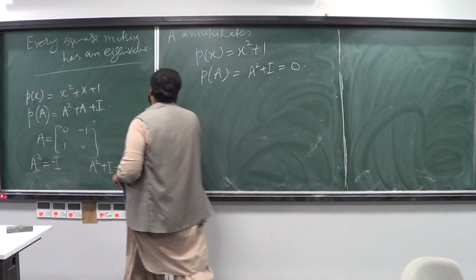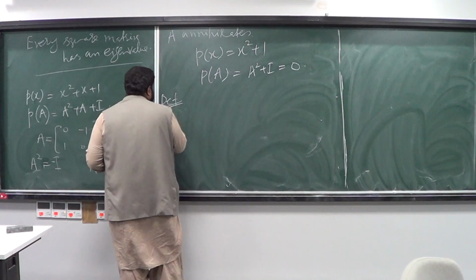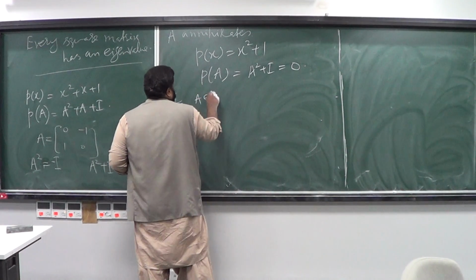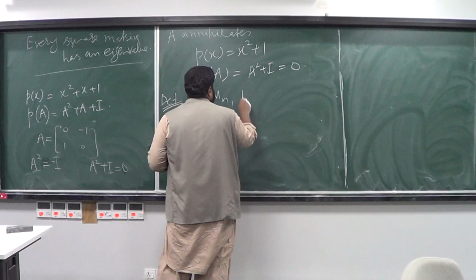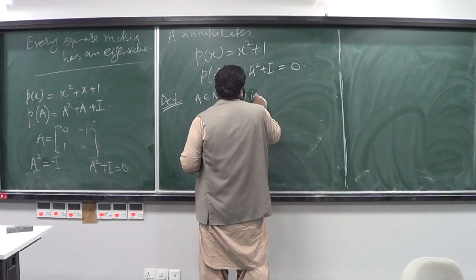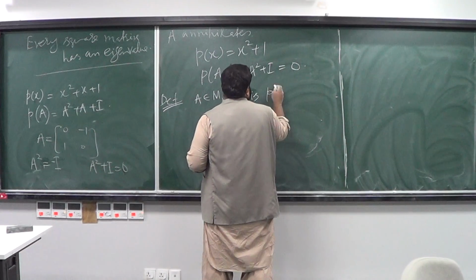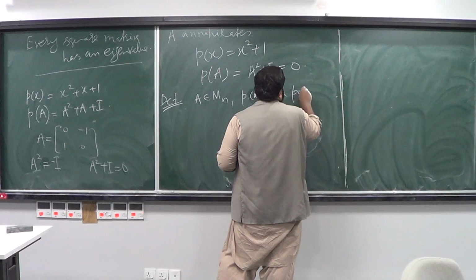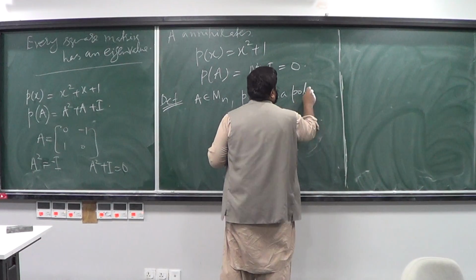Okay, so here's a little definition. The definition goes like this: if A is a square matrix and P is some polynomial, P of x is a polynomial, it could be a complex polynomial.